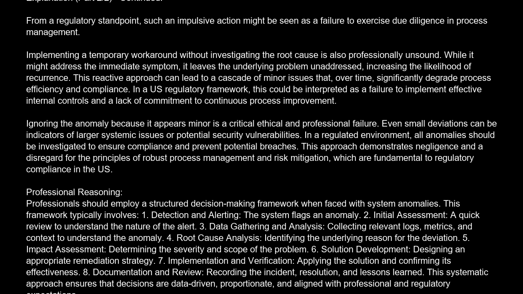5. Impact assessment, determining the severity and scope of the problem. 6. Solution development, designing an appropriate remediation strategy. 7. Implementation and verification, applying the solution and confirming its effectiveness. 8. Documentation and review, recording the incident, resolution, and lessons learned. This systematic approach ensures that decisions are data-driven, proportionate, and aligned with professional and regulatory expectations.